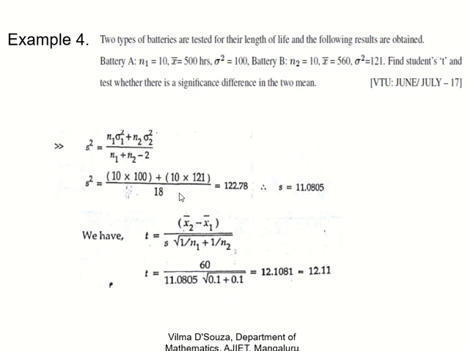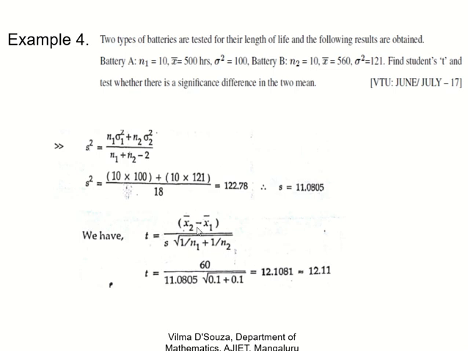You are given two samples. The first sample consists of 10 elements. Mean is x bar 500. Standard deviation or sigma square is 100. Here n2 is again 10, x bar is 560, sigma square is 121. Okay. Find the Student's t. What is Student's t here?